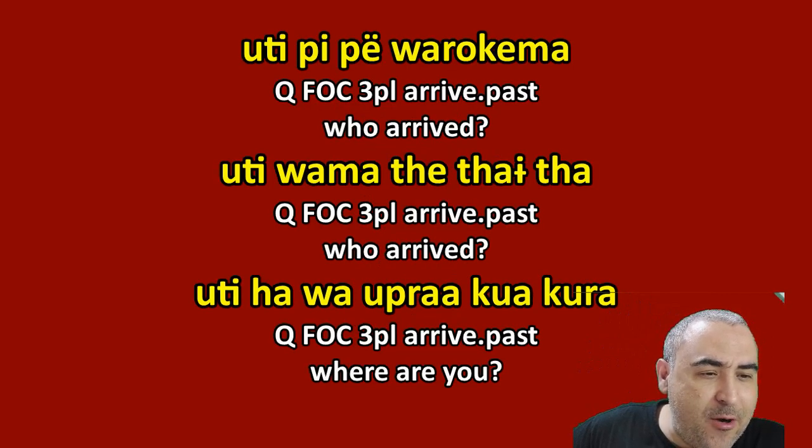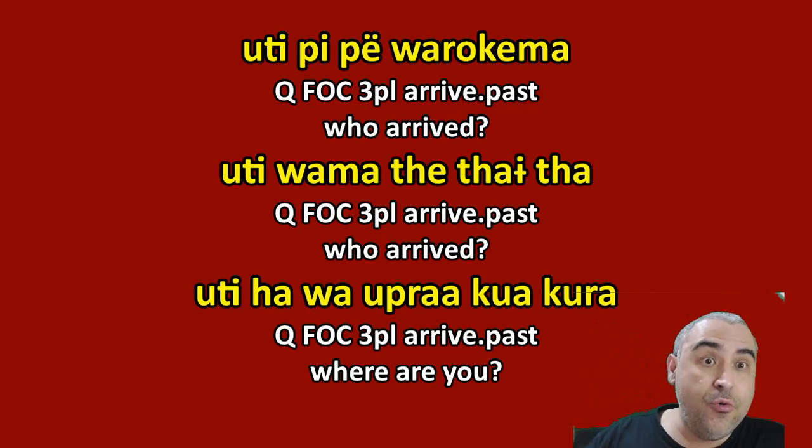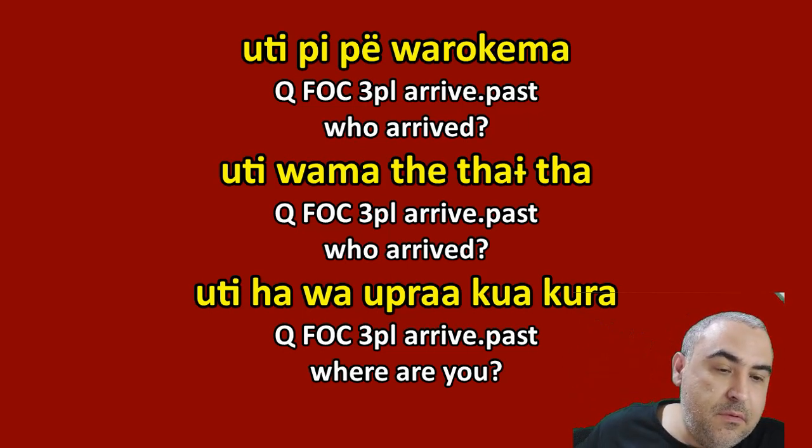Uti pi pe warokema. Who arrived? Uti. Pi is a focus particle that probably goes with question words. You have the focus. The focus is who? Uti. Uti pi. Uti pipa warokema. Pa indicates a third person plural. Waro means to arrive, and kema is a perfect passive.